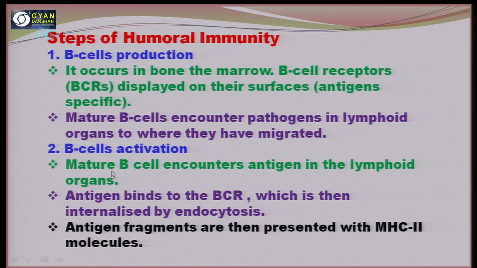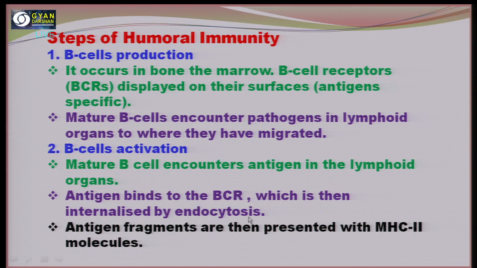In B cell activation, a mature B cell encounters antigen in the lymphoid organ. The various lymphoid organs present in our body encounter the antigens. The antigen binds to the BCR, the B cell receptor, and is then internalized by endocytosis. I have already discussed endocytosis in my previous lecture.